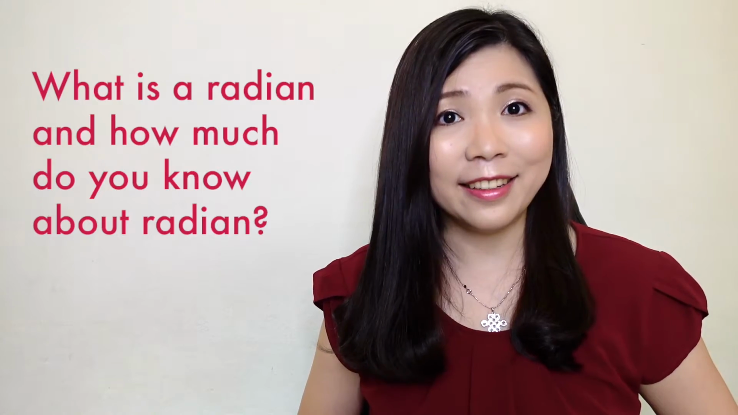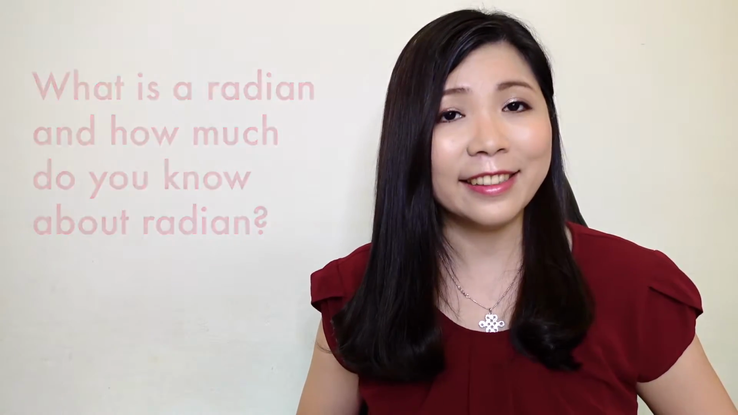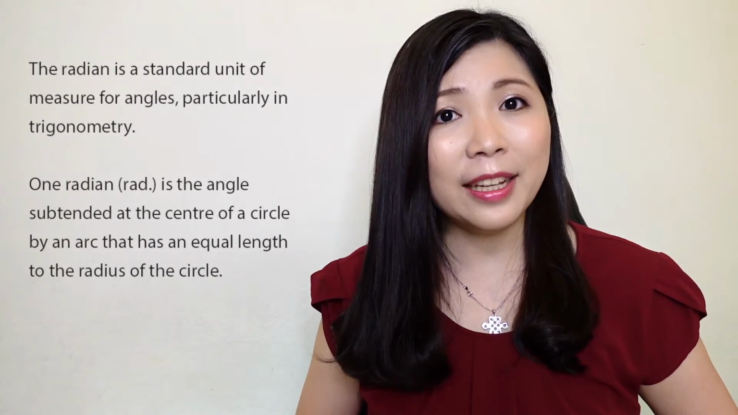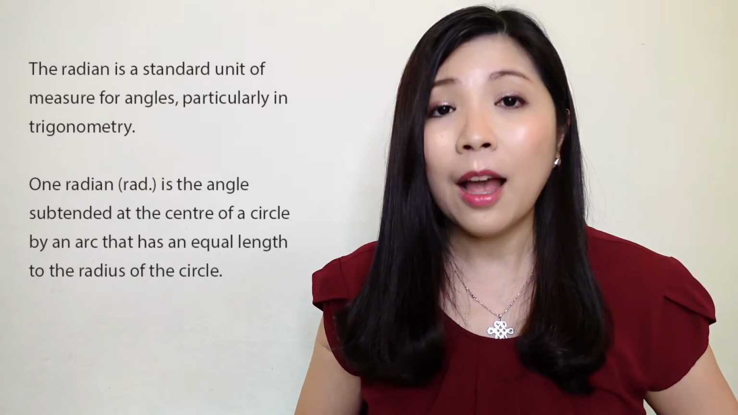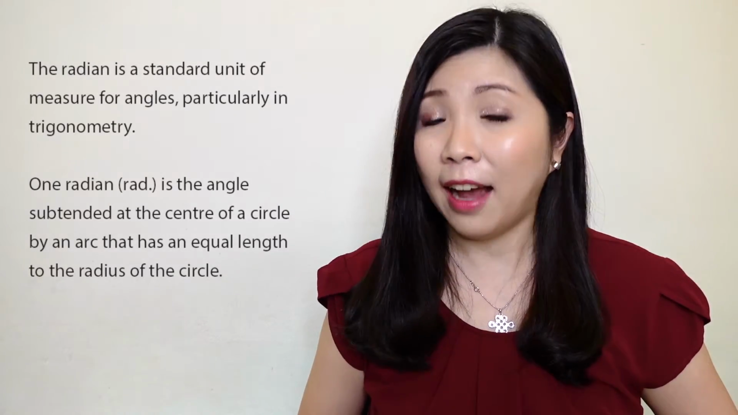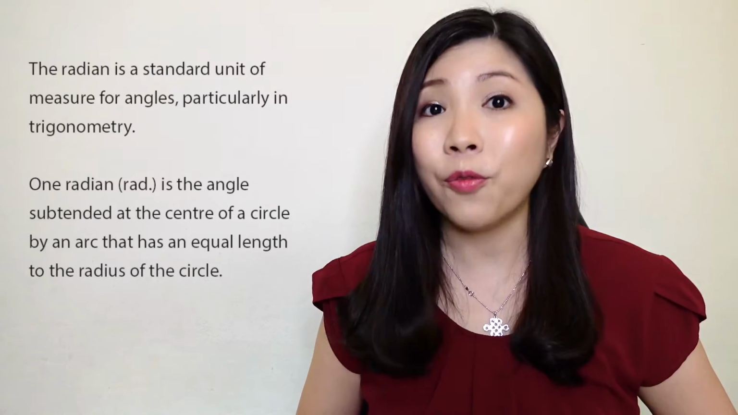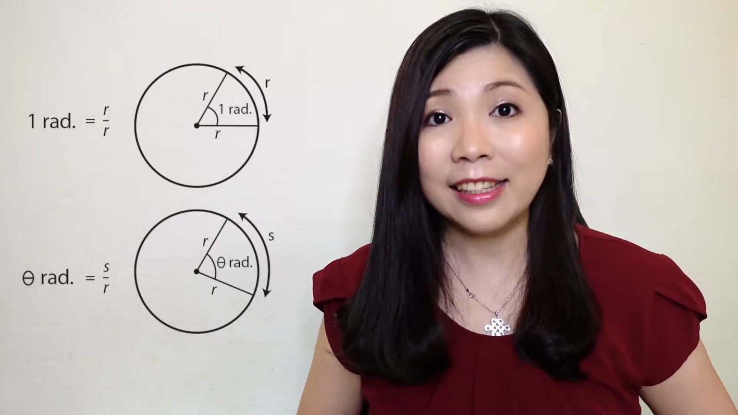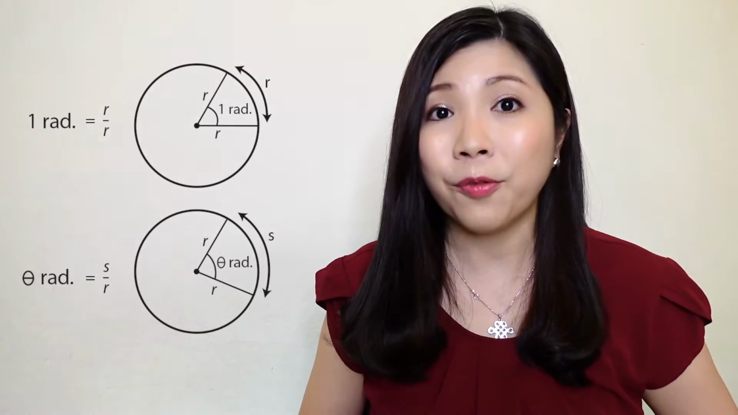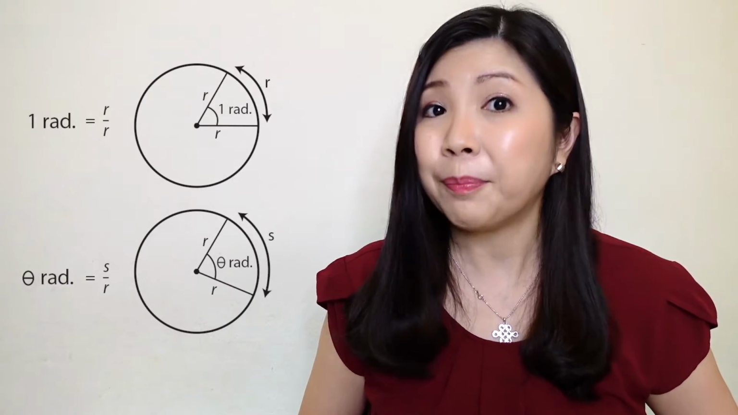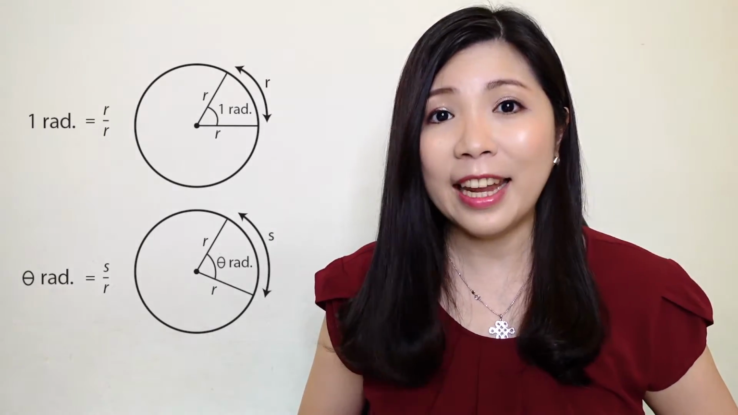What is a radian and how much do you know about radian? The radian is a standard unit of measure for angles, particularly in trigonometry. 1 radian is the angle subtended at the center of a circle by an arc that has an equal length to the radius of the circle. As you can see, the radian is the ratio of the arc length to the radius. As a ratio of two lengths, the radian is a pure number that does not really need a unit symbol.